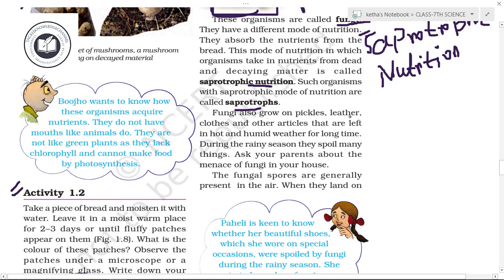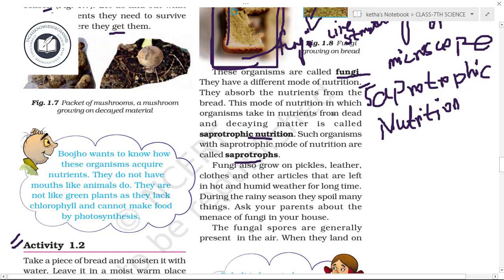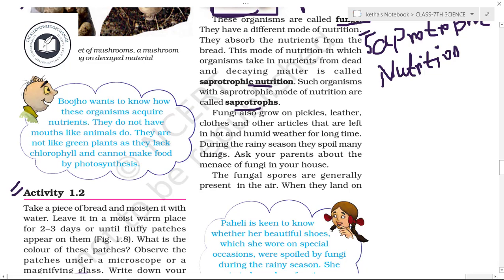Fungi also grow on pickles, leather and clothes. So fungi grow not only on bread, but also on pickles, leather, clothes and other articles that are left in hot and humid weather for a long time. If any such articles are left in hot or humid weather for a long time, the fungi will grow fast.